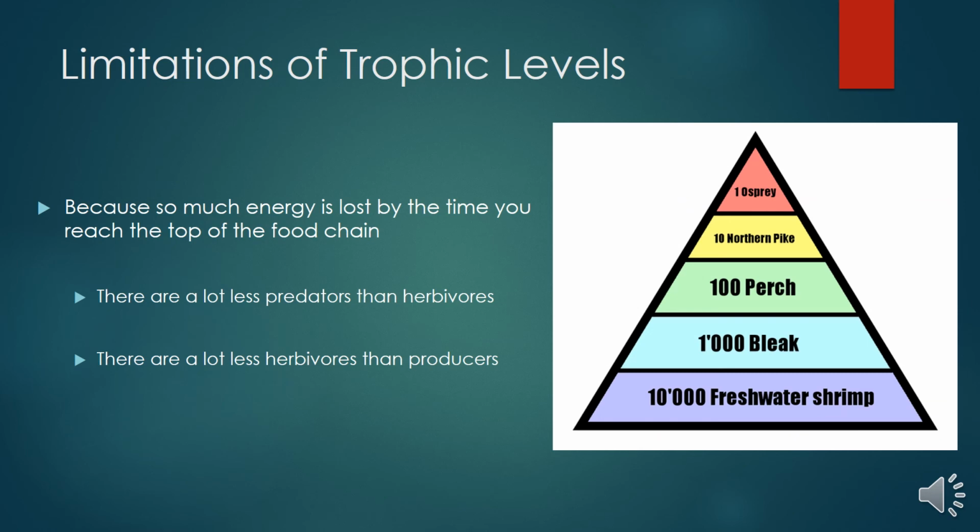Limitations to trophic levels. Because so much energy is lost by the time you reach the top of the food chain, there are a lot fewer predators than producers. There's a lot fewer herbivores than producers. In this triangle here, you start out with 10,000 freshwater shrimp. Well, that can only support 100 perch. And those 100 perch can only support 10 northern pike. And those 10 northern pike can only support 1 osprey. So there's only 1 predator at the top of this food chain, but there's 10,000 of these little shrimp. So there's some very big limitations. You have to have enough energy to support your high-end predators.